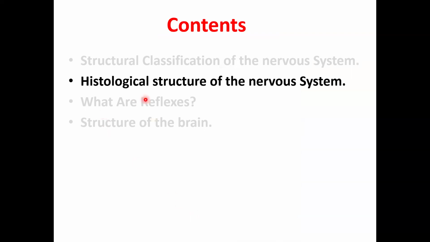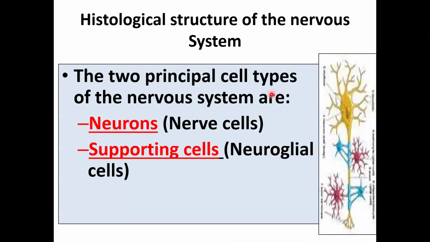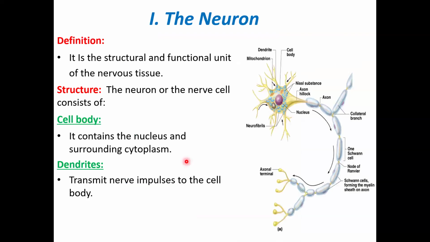The second content here is the histological structure of the nervous system. We have here the third activity, describe the principal cells forming the nervous tissue. The cells forming the nervous tissue fall into two categories. We have neurons, or the nerve cells, and supporting cells, which we call neuroglial cells.